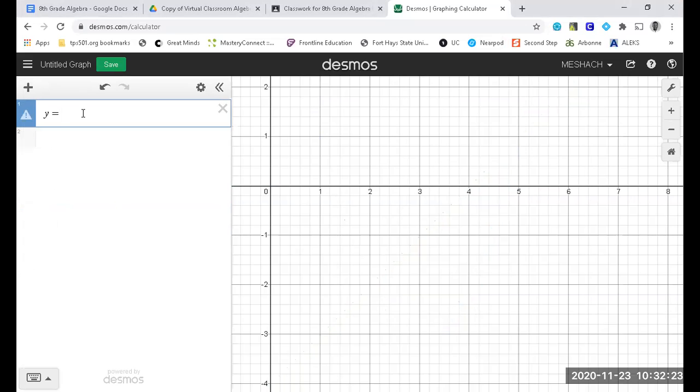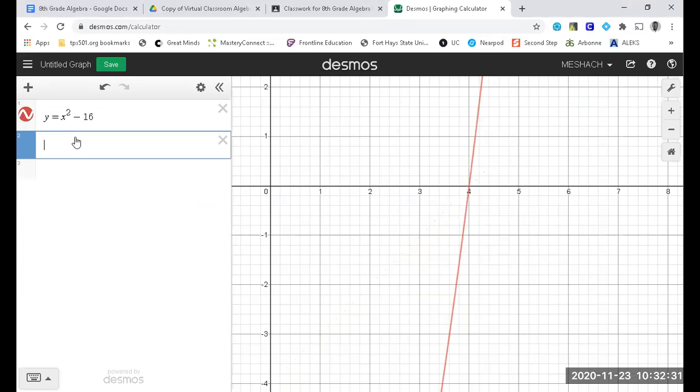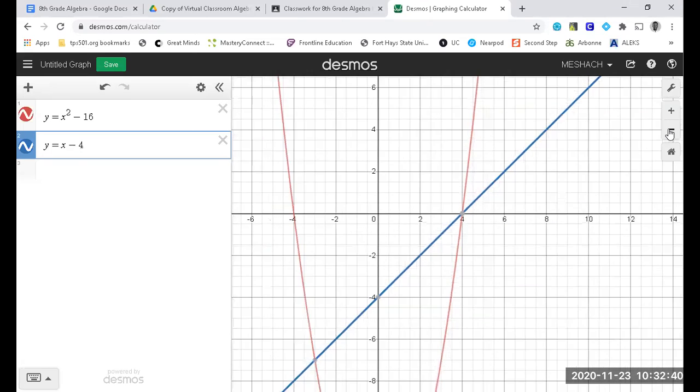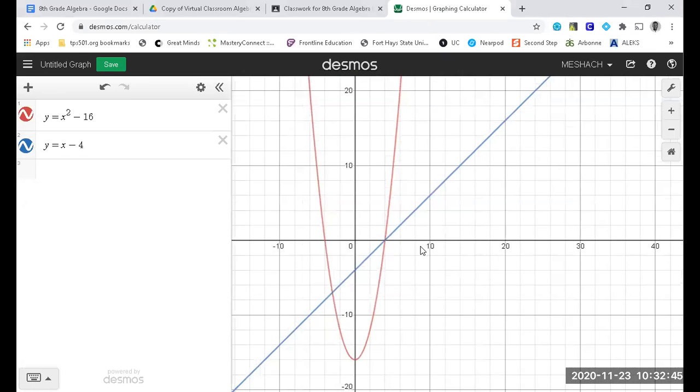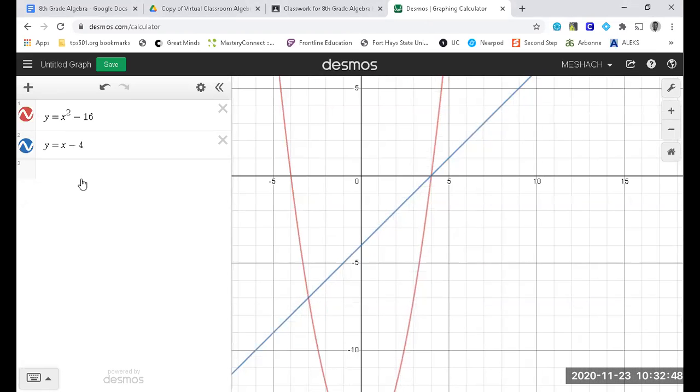So the first equation is y equals x squared minus 16. And then the next one is y equals x minus 4. And I'm going to zoom out so we could see the entire graph. So it drew my quadratic graph, and then it did my linear graph as well. I'm going to go in and put the points in. The points for this one: the x value is 4 and the y value is 0. There's that point, and I'm going to click label so that it shows up on my graph.